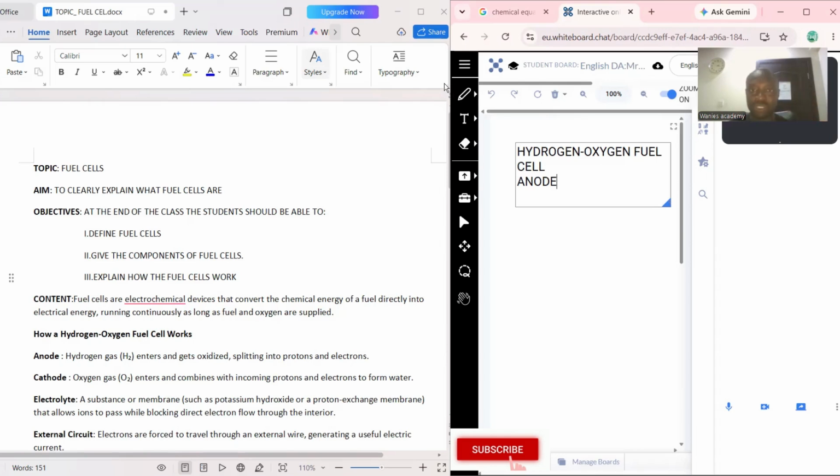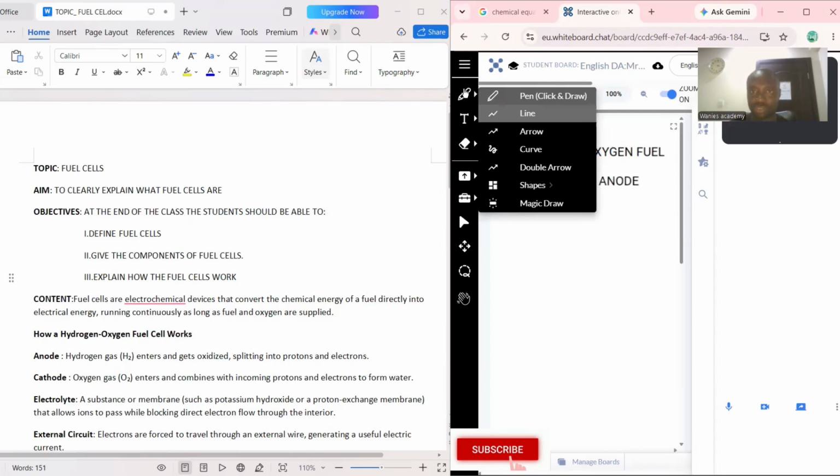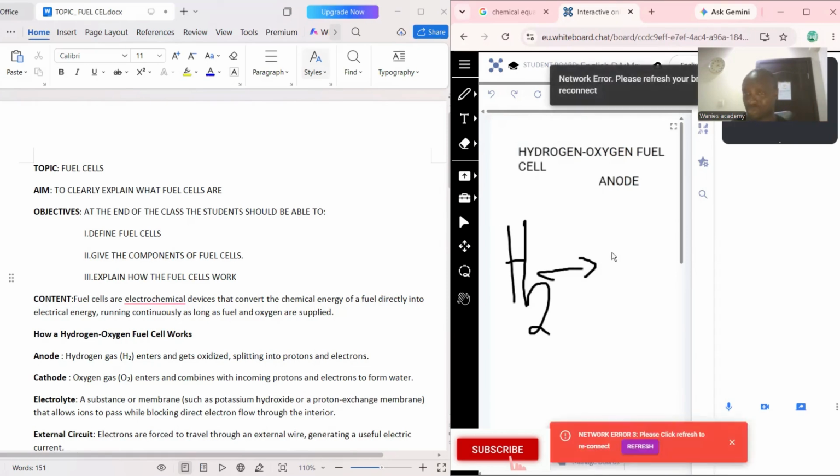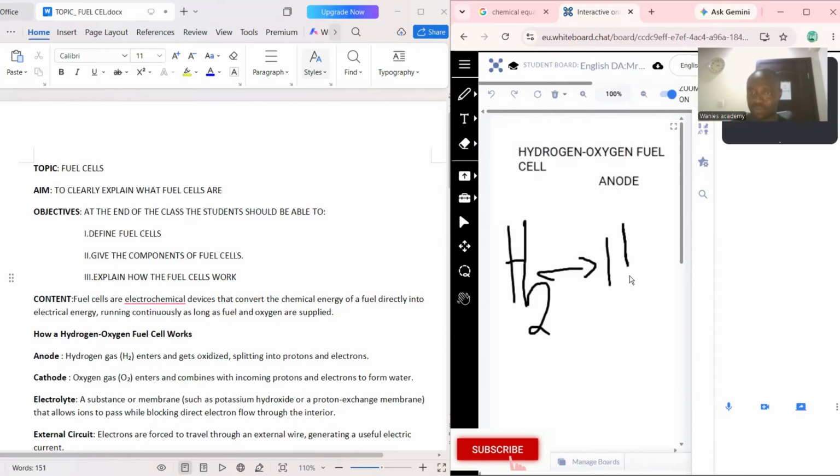Now here is the chemical equation for that illustration. Hydrogen gas enters the hydrogen oxygen fuel cell and undergoes oxidation at the anode, splitting into protons, H plus, and electrons also produced in that process. Remember, it's an oxidation reaction happening here, and of course the electrons are lost in the process, so we have e minus given here.